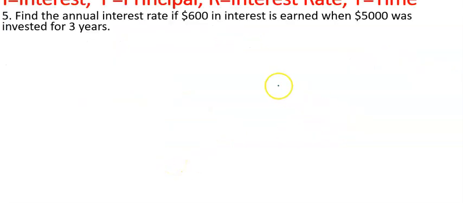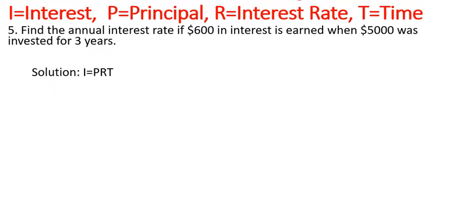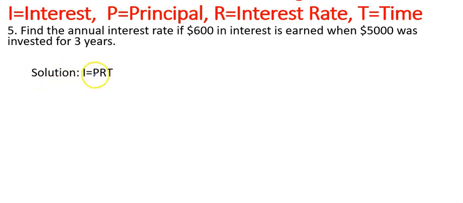Now, this word problem involves interest. First of all, the formula is the interest, I, equals the principal times the rate times the time. Interest is the money we make or the money we have to pay, depending on whether we are investing money or borrowing money.